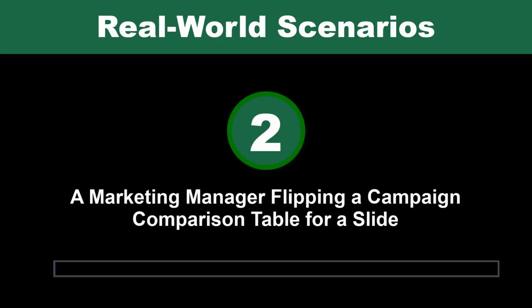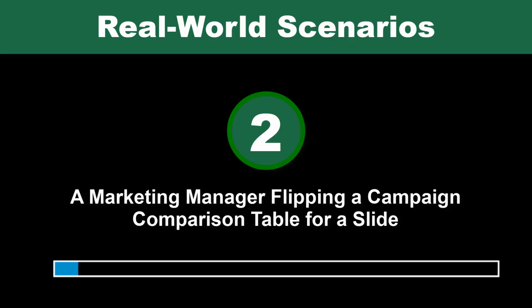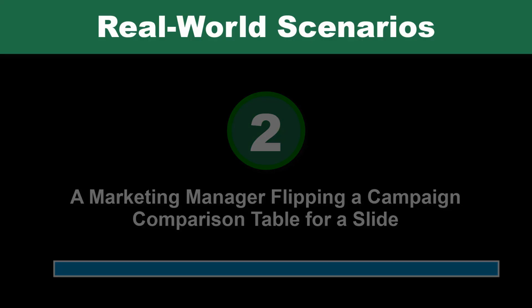A marketing manager flipping a campaign comparison table for a slide. A marketing manager had a campaign comparison table in Excel, with the weakest campaign on the left and the strongest on the right. For a client presentation, she wanted the best performing campaign to lead, on the far left. Rearranging the columns manually risked breaking the linked charts. Reverse Horizontal flipped the column order to a new sheet instantly. She copied the reversed table into the slide without touching the original source data.